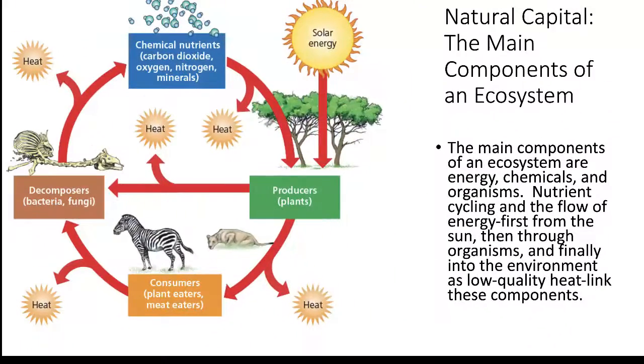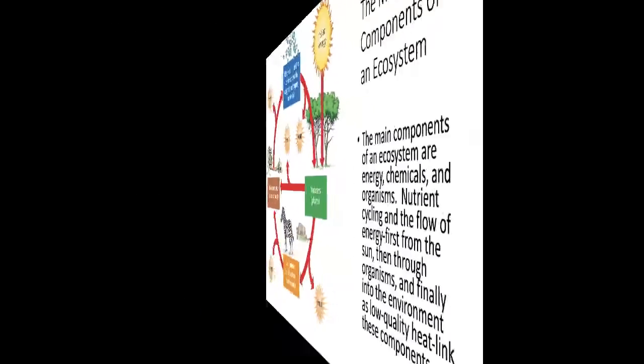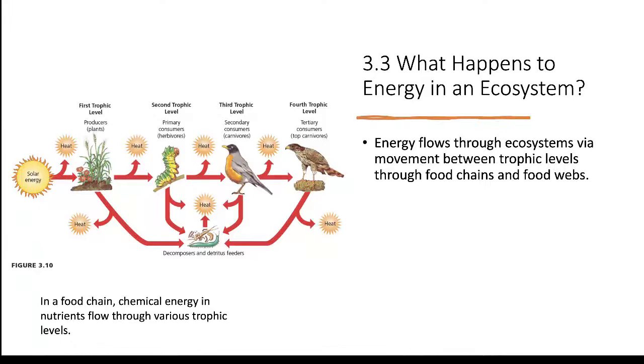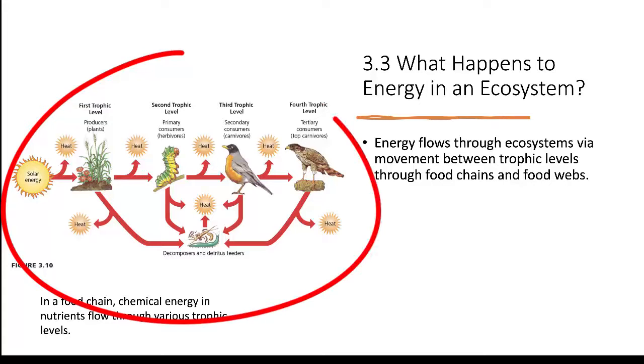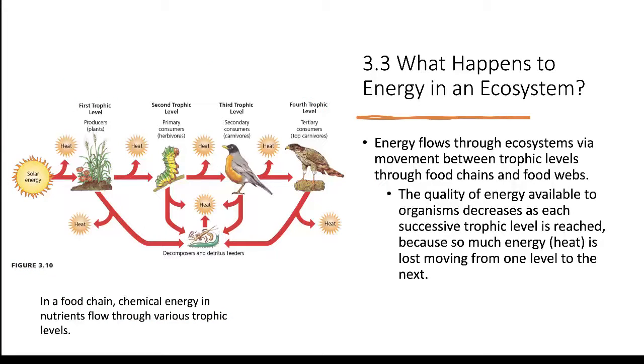The main components of an ecosystem are energy, chemicals, and organisms. Nutrient cycling and the flow of energy first from the sun, then through organisms, and finally into the environment as low-quality heat link these components. What happens to energy in an ecosystem? Well, energy flows through ecosystems via movement between trophic levels through food chains and food webs. The quality of energy available to organisms decreases as each successive trophic level is reached, because so much heat energy is lost moving from one level to the next.